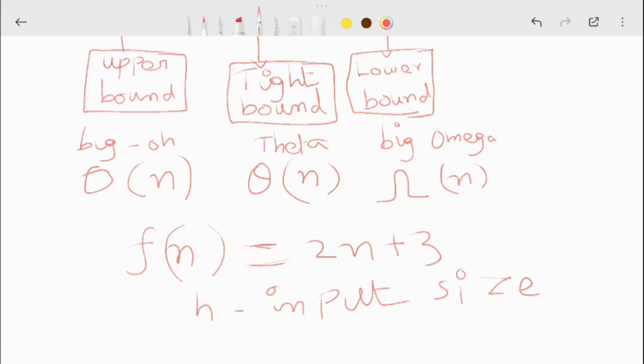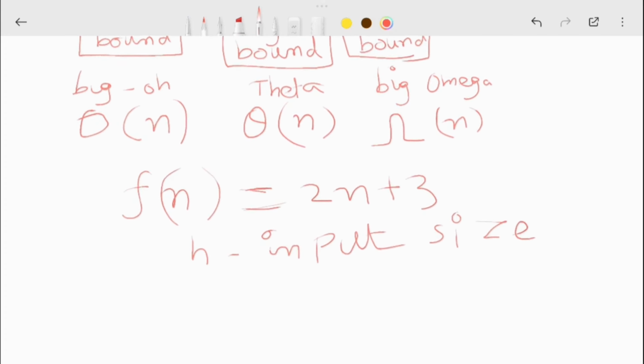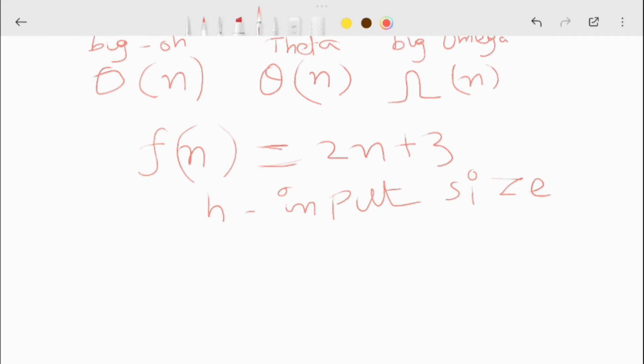So we will see one by one how these notations can be used to represent the time complexity of an algorithm. First, we will start with big O notation.